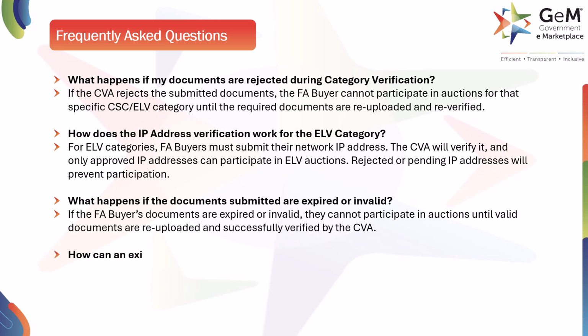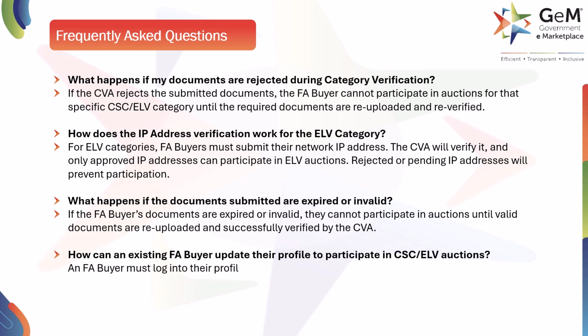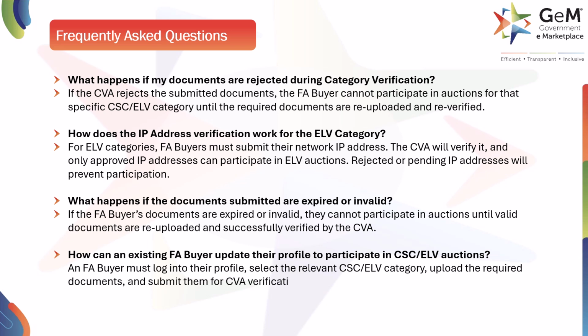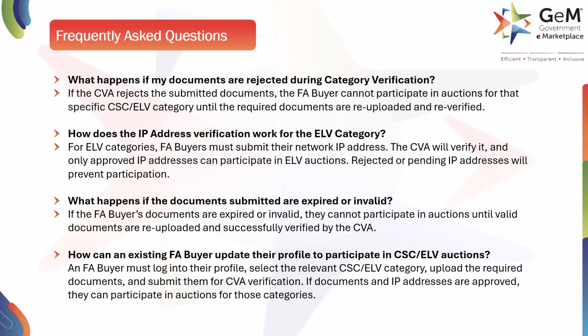How can an existing FA buyer update their profile to participate in CSC, ELV auctions? An FA buyer must log into their profile, select the relevant CSC, ELV category, upload the required documents, and submit them for CVA verification. If documents and IP addresses are approved, they can participate in auctions for those categories.